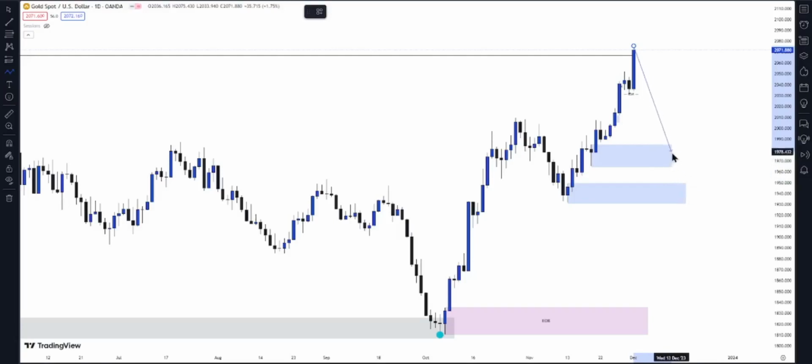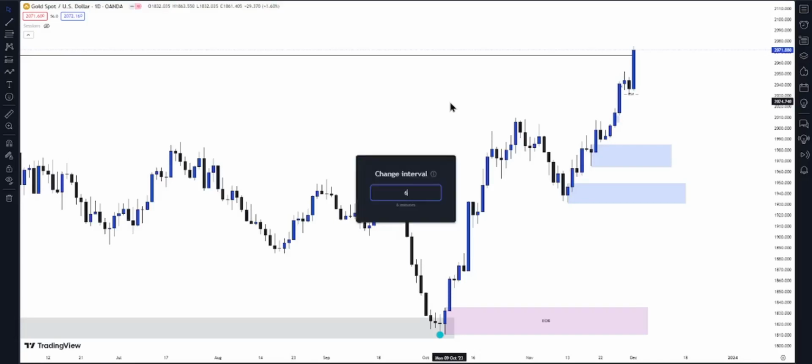So we want to see how price will play out in the course of the week. But remember, this inducement here is important. But if price doesn't come back to this inducement to take it out and create a new structure, we'll continue to follow the new structure according to our trading plan. So that is the picture on the daily time frame of gold.